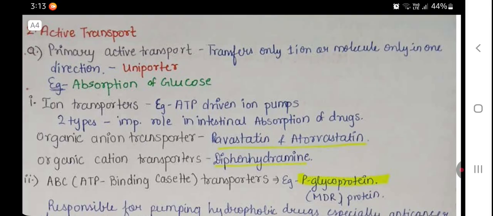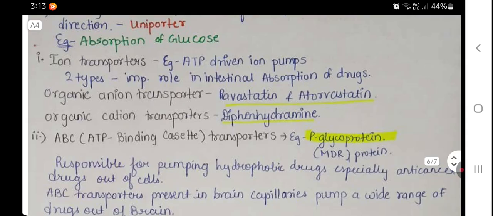First is the ion transporter. Example is ATP driven ion pumps. We saw two types. It plays an important role in intestinal absorption of drugs.